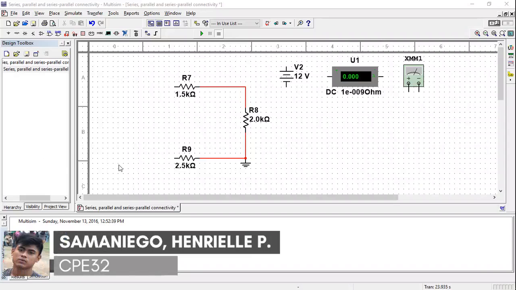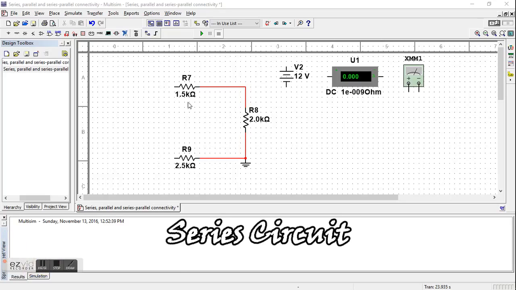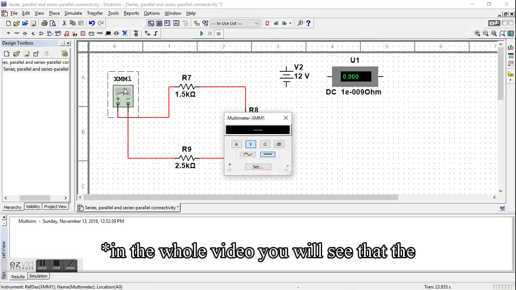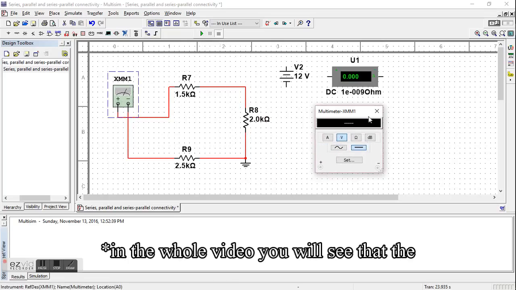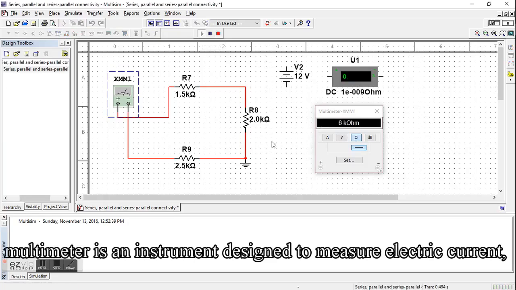So today I'm going to show you how to measure total resistance, total voltage, and total current of a circuit that contains resistors using Multisim. For the total resistance, what we have to do is connect a multi-tester to each end of the circuit, double click and click resistance, then run. It shows 6 kilo ohms.